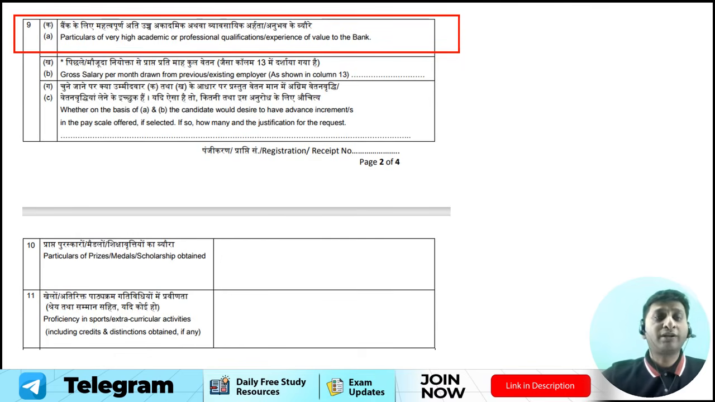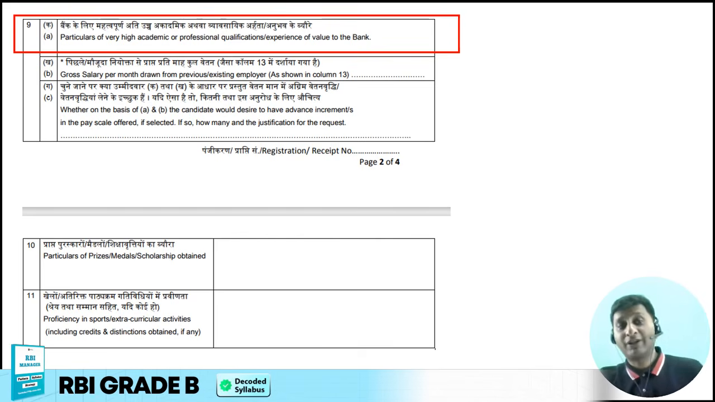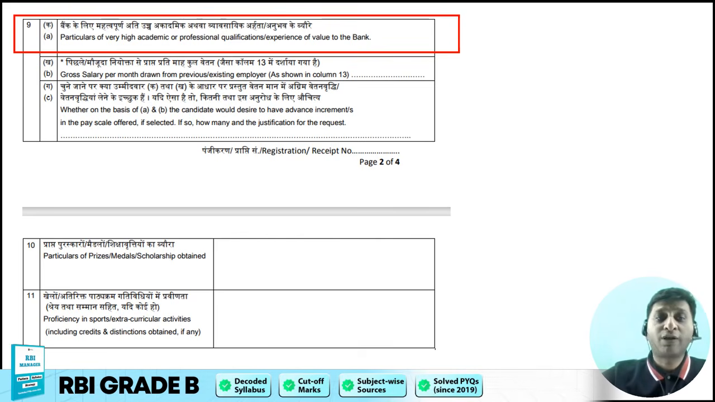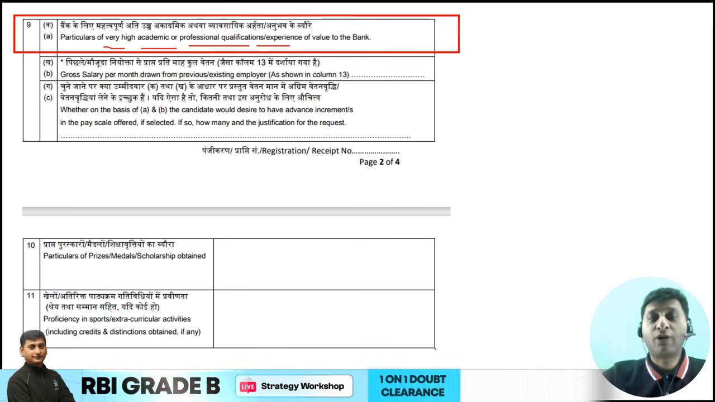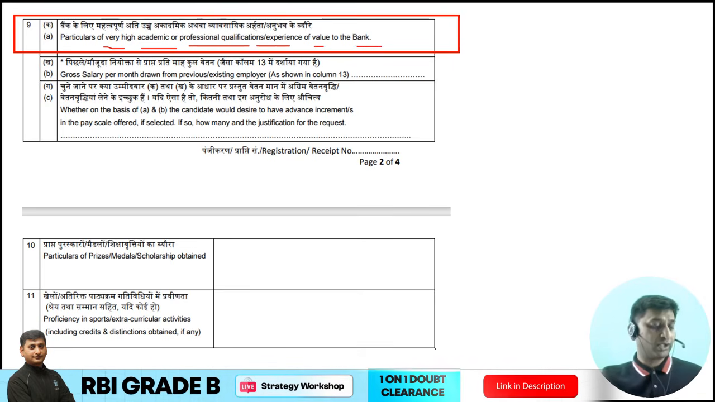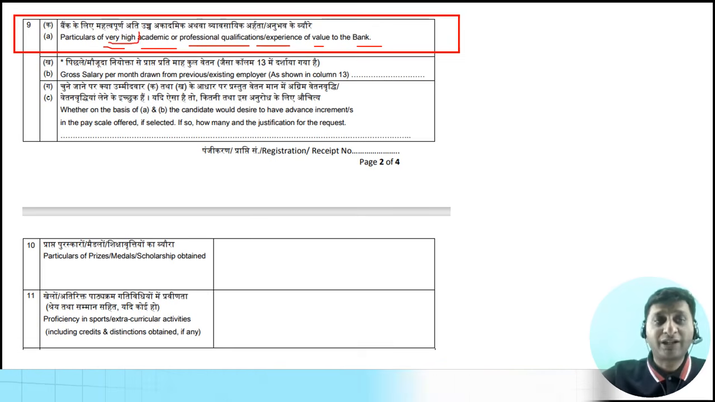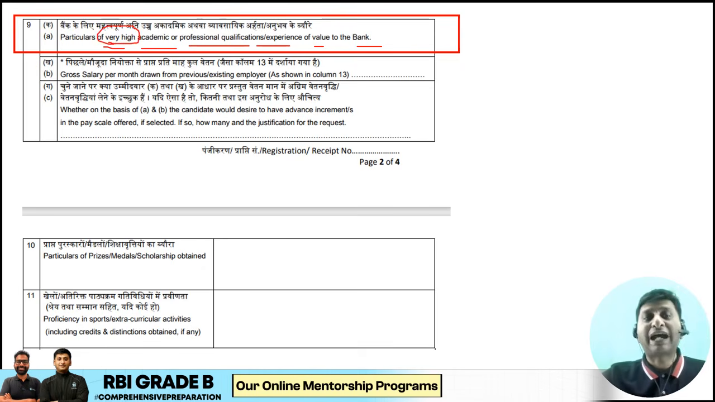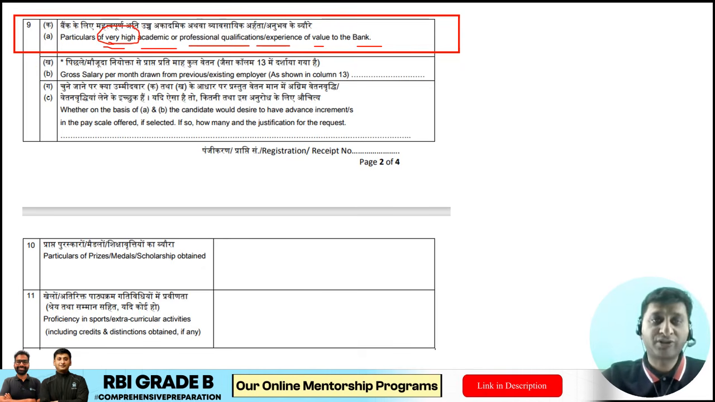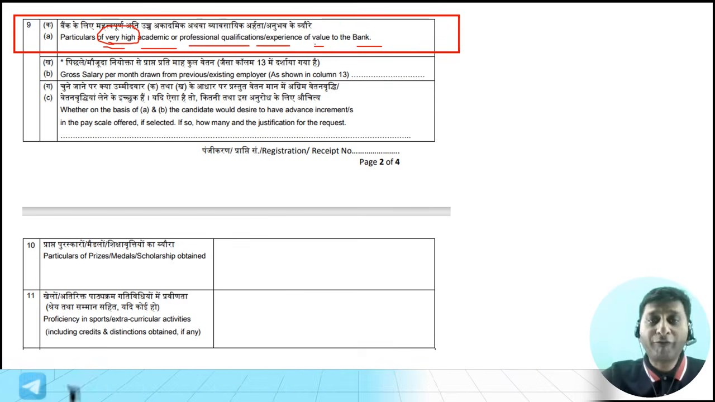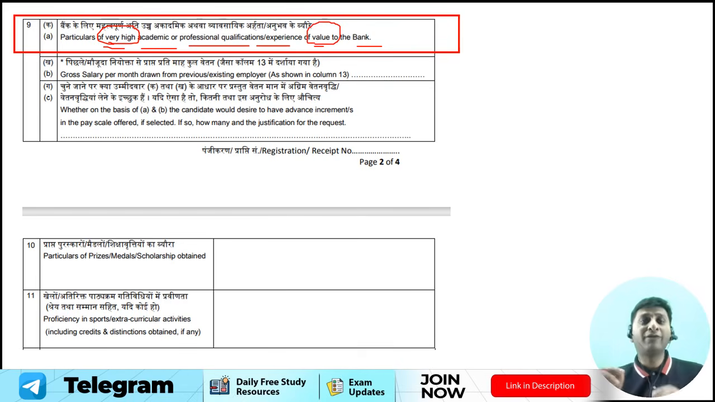Now moving on to point number 9, which is again very, very important if it is relevant to you. Particulars of very high academic or professional qualification slash experience of value to the bank. So here there are two keywords: particulars of very high. They are not asking high, very high academic or professional qualification slash experience of value to the bank, which is providing value to the bank.